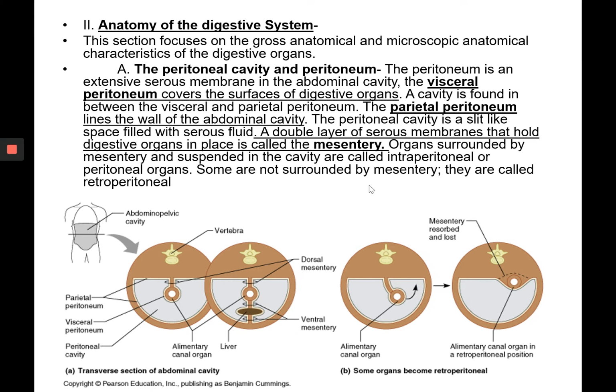Another structure we want to talk about is the peritoneum. The peritoneum is a serous membrane that surrounds the abdominal pelvic organs, specifically the digestive organs. The visceral peritoneum covers the surfaces of the digestive organs, whereas the parietal peritoneum lines the walls of the abdominal cavity. In certain areas, you'll see a double layer of peritoneum. This double layer of peritoneum is called a mesentery. Organs that lie within the peritoneum or within a mesentery are considered intraperitoneal or peritoneal organs. If they lie outside of or behind the mesentery, they are called retroperitoneal.